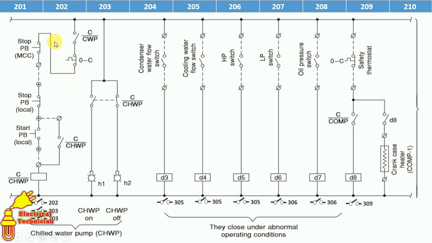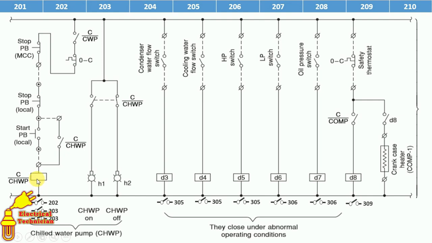After this, from overload relay, power supply is going to in this MCC panel at stop push button. After this stop push button, supply goes to stop push button of LCS. After this, one start push button is used here. After this, power supply is going directly to contactor which is used for chilled water pump. Now to hold this contactor, a holding circuit is made here.